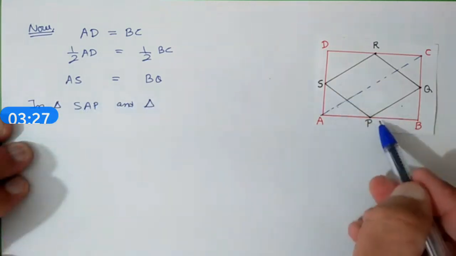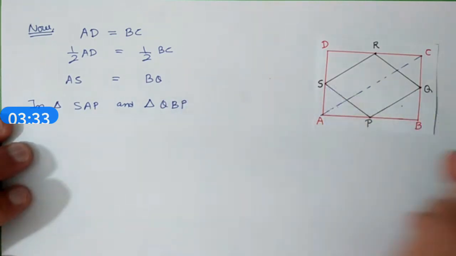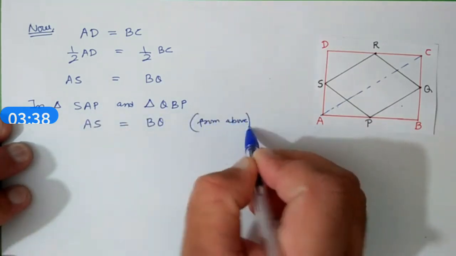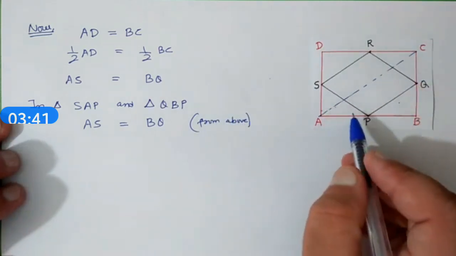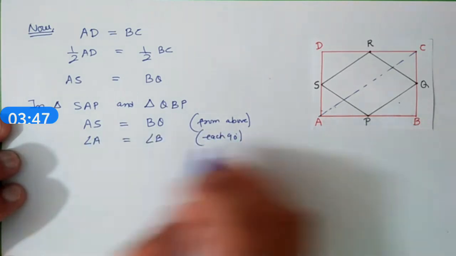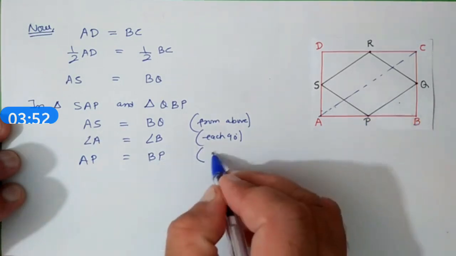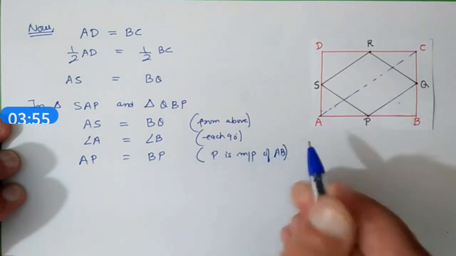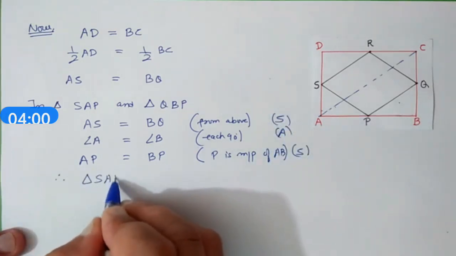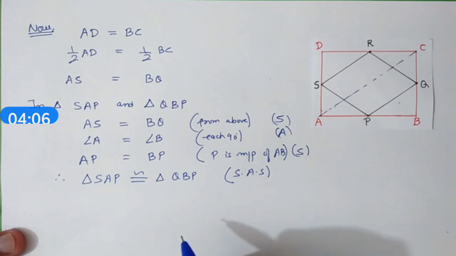Now take two triangles, triangle SAP and QBP. From here write the equal things. AS equals BQ from the above part which we have proved. Then next thing, angle A equals angle B equals 90 degrees because this ABCD is a rectangle. AP equals BP as P is the midpoint. This is given. So both the triangles will be congruent by SAS, side angle side rule. So you can write here triangle SAP congruent to triangle QBP by SAS rule.